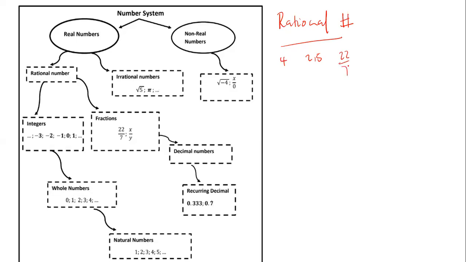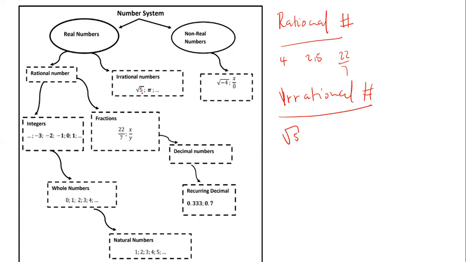When I type 22 over 7, we also regard this as a rational number, okay? We regard it as a rational number, but under the fraction, you will see how. So when you talk about the irrational numbers, when you take a root, let's talk about irrational numbers. A root 5 is an example of an irrational number.